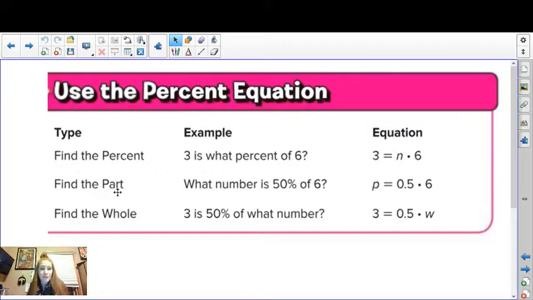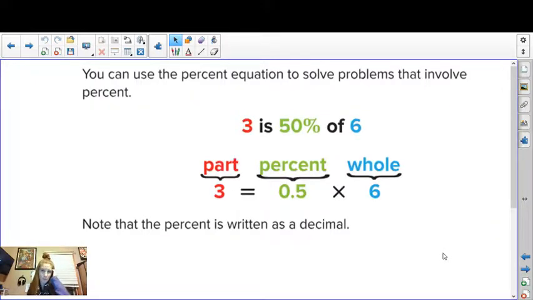If I'm finding the little piece of the part, what number is 50% of 6? What number is 50% as a decimal of 6? And if I'm looking for the whole number, 3 is 50% of what number? So 3 is 50% of what? It's literally word math, works great. You can use a percent proportion, again, just a different way of showing it visually. I think this is the easiest way because I can take any sentence, no matter the way it's written, and figure it out.